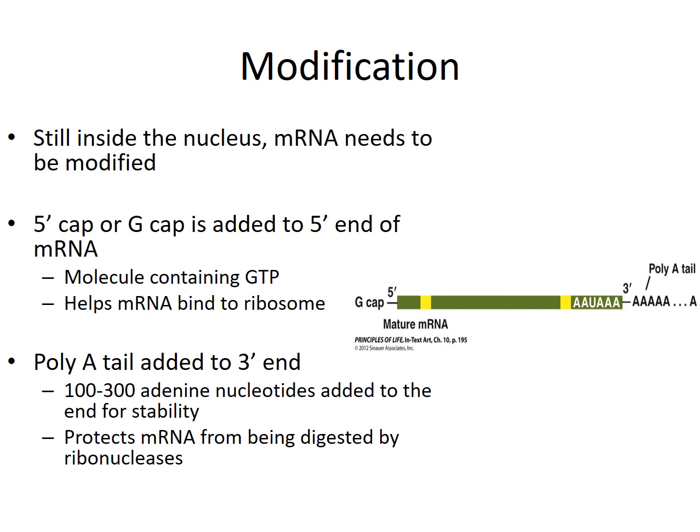The next step after we have our mature mRNA that has its GCAP and poly A tail is that mRNA is actually going to leave the nucleus through the nuclear pore, go over to the ribosome and create protein. And that's what we're going to talk about in our next slideshow about translation.